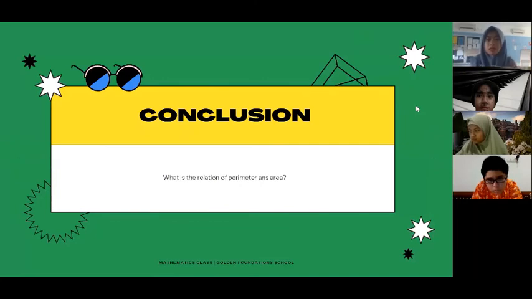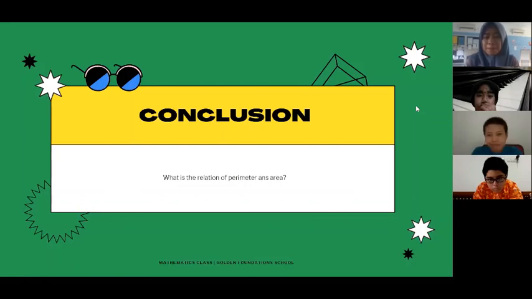So, what is the relation of perimeter and area? Can you find the relation, guys, based on your investigation? Is there any possibility? Well, the relation of the perimeter and the area is, well, I'm not sure. Can you find the perimeter from a given area? Well, no, I don't know. I don't think so. Maybe you can. I don't know.